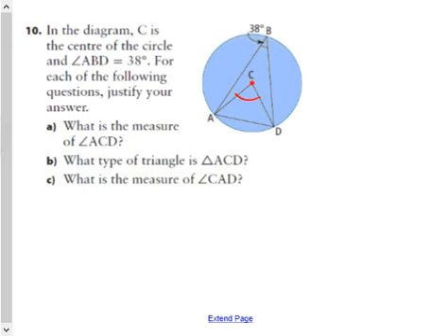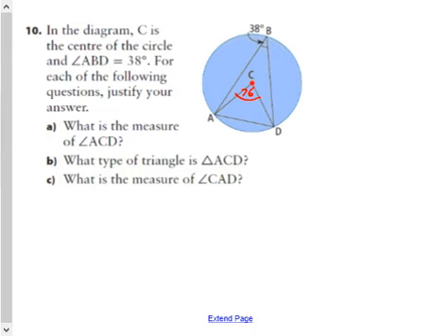Anybody? That red angle will be twice as much, correct? Which will make it 76 degrees. So I'll put 76 in there. What is the measure of ACD? That's 76, twice the inscribed angle.